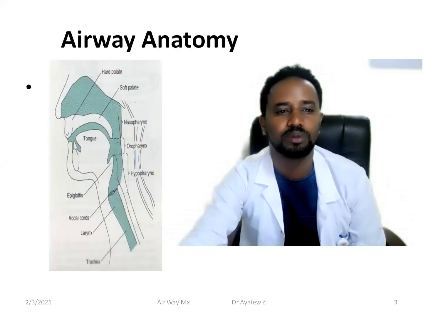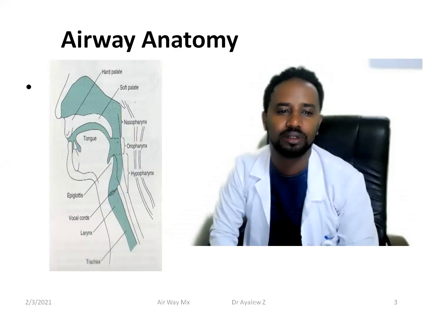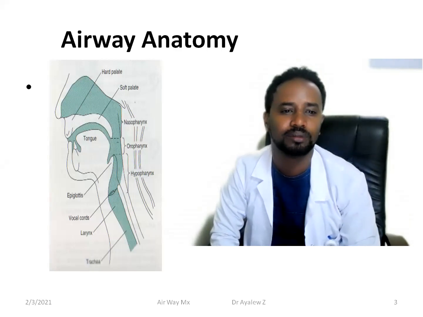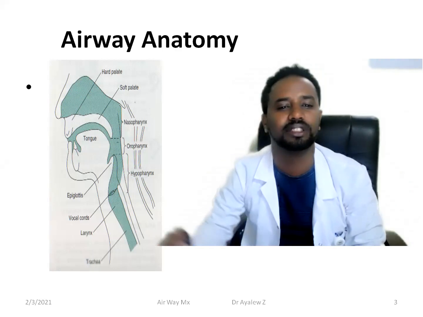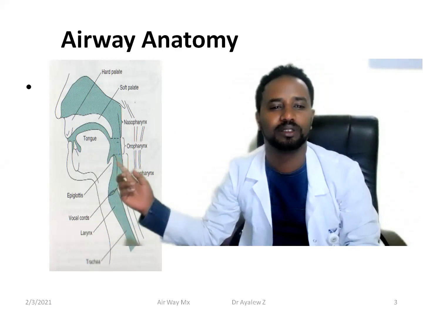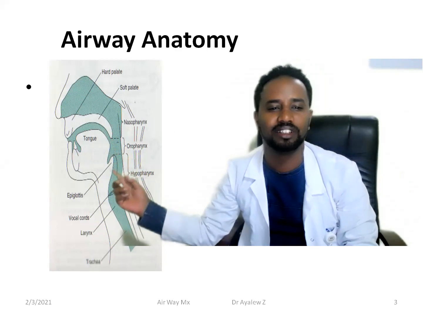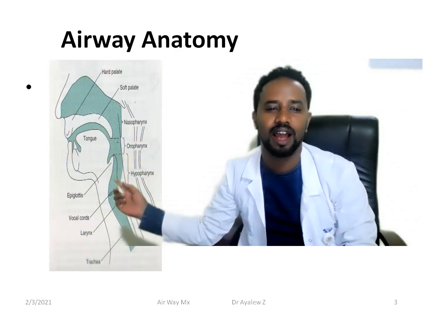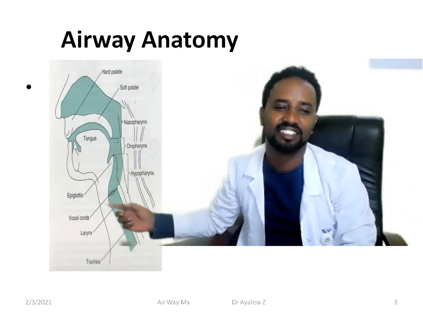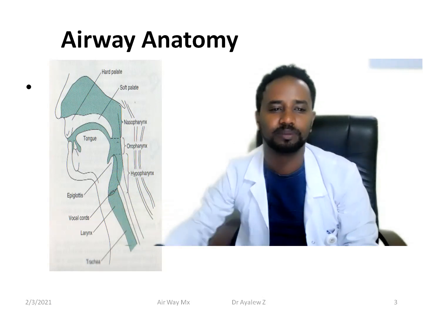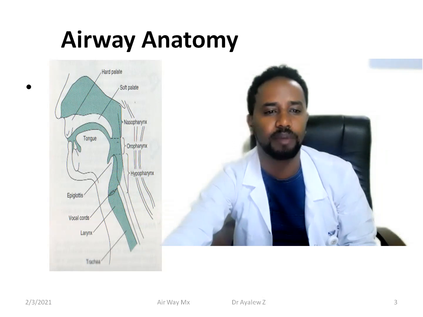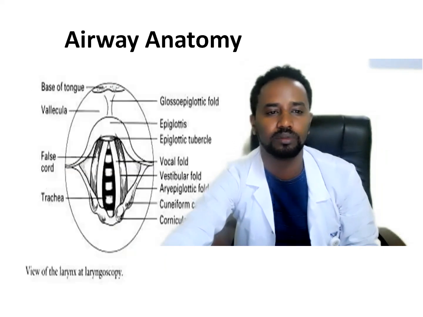So the airway anatomy: we start from the oral airway, and then it goes to the oropharynx, nasopharynx, and as you see here, the oropharynx, and here the hypopharynx. Then down to the vocal cord, larynx, and the trachea. So this is mostly the upper airway.